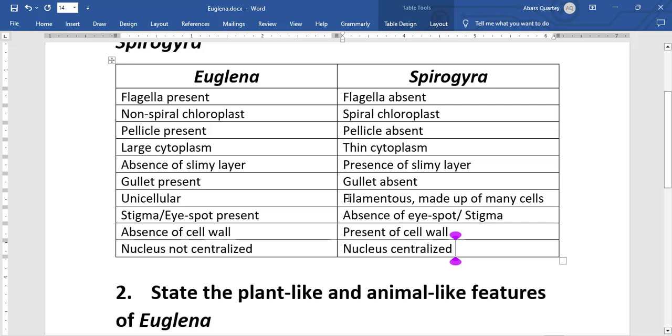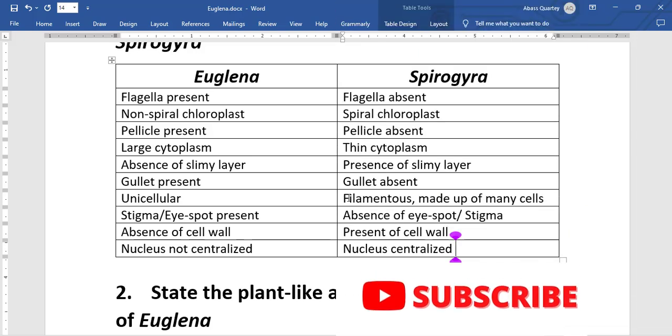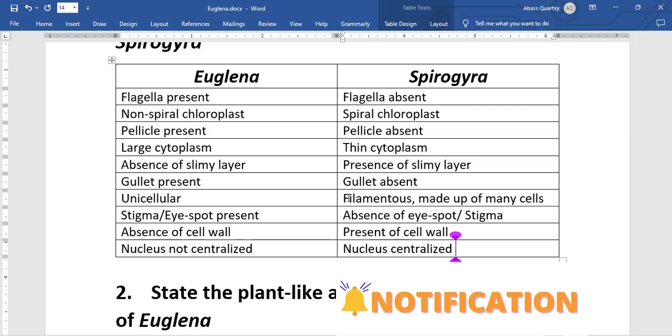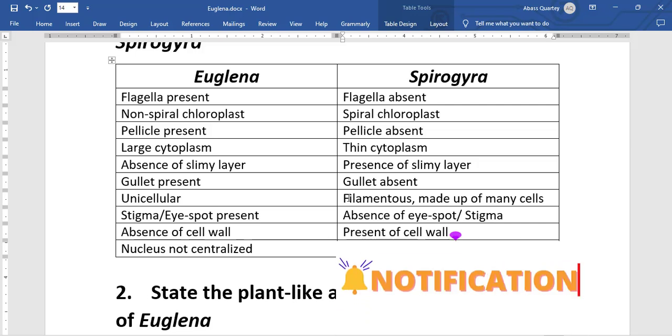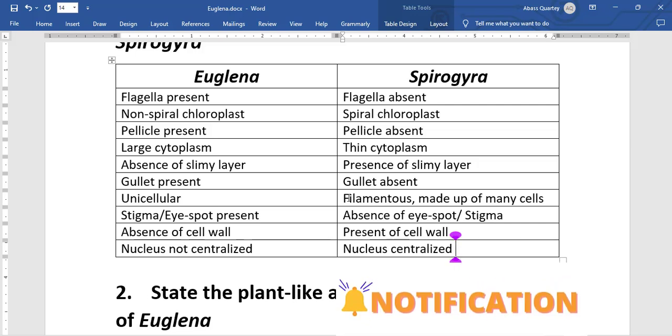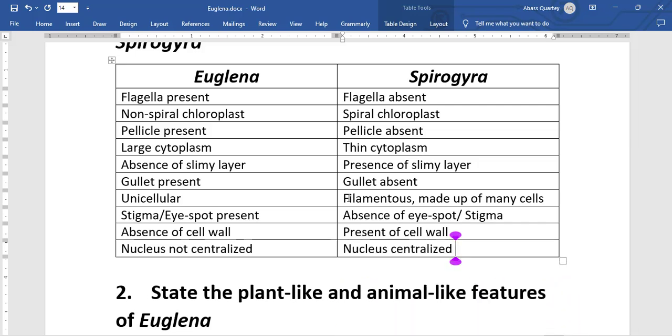Euglena has flagella present, or flagellum present. Spirogyra do not have. Euglena do not have spiral chloroplast, which is present in Spirogyra. Euglena can have rounded or sometimes stellate or star-shaped chloroplast. So if you can write that in place of the non-spiral chloroplast.